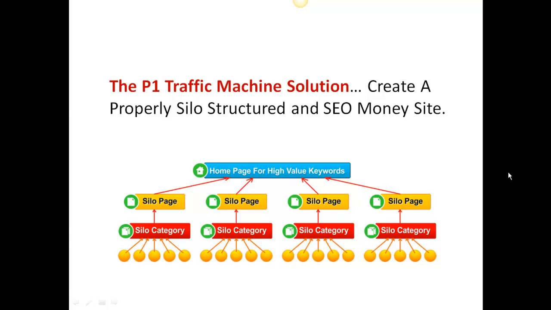Now below you can see the diagram. You have your home page for high-value keywords. Beneath that you have silo pages that are based on LSI keywords related to your money keyword. Beneath that you have silo categories, and beneath that you have posts or content that is linked to the silo category, which is linked to your silo page and ultimately to your home page, passing the link juice from your site through the site and through a series of themed LSI keywords.